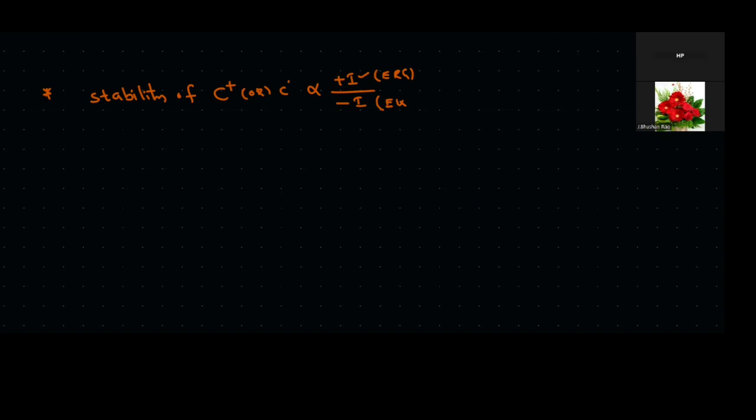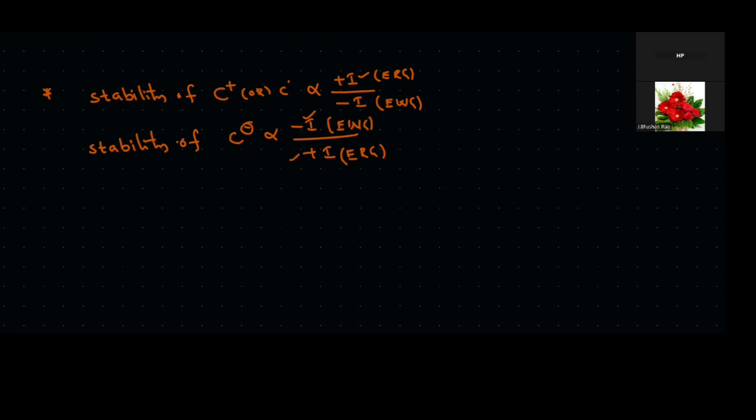Next, another formula: the stability of carbanion. It is directly related to minus I and inversely related to plus I. Minus I means electron withdrawing group, plus I means electron releasing group. So carbanion stability is increased by minus I and decreased by plus I.